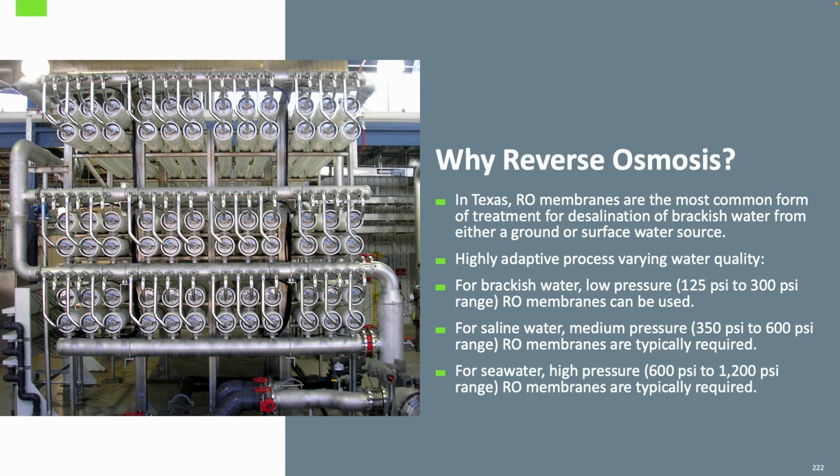And here it breaks it down. Typically for something up to about 3,000 TDS, you're operating about 300 PSI at the max. And for saline waters, you go from 350 to about 600 PSI. And then for seawater, typically 600 to 1,200 PSI. Temperature comes into play on that, as well as recovery. It's temperature and recovery that impact the pressure that you're operating at.